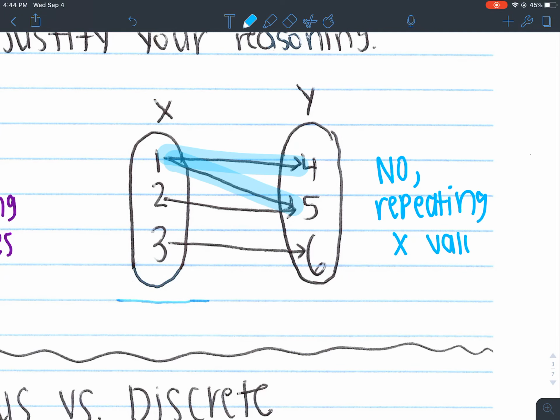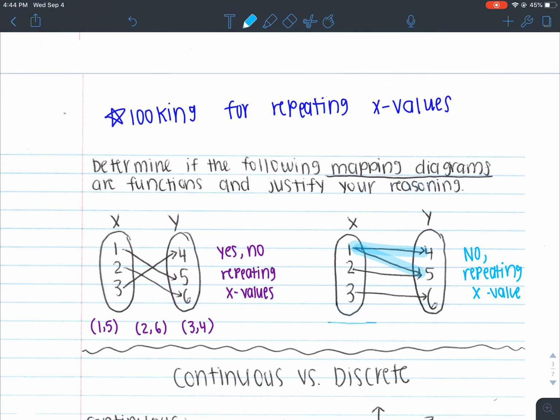All right, that is the end for determining if something is a function. So we've gone through table, graph, ordered pairs, and mapping diagrams. Please let me know if you have any questions.